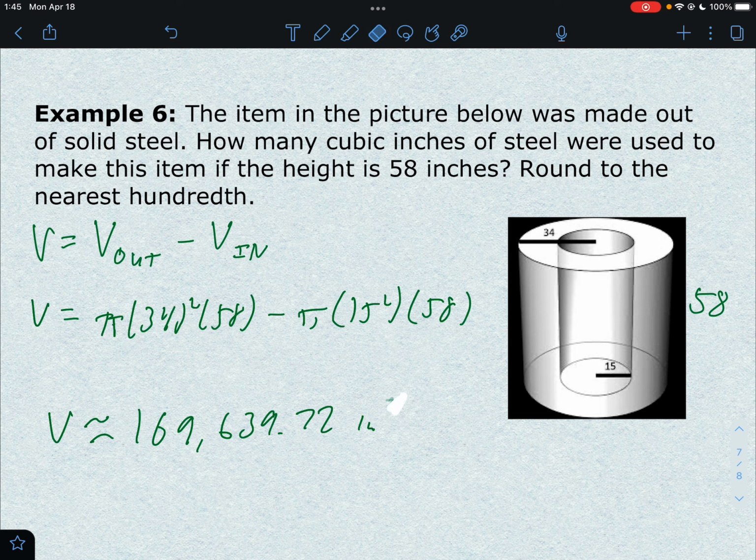I said cubic and I wrote squared. Cubic inches. Sorry. Okay, that will do it for this lesson on volume of a cylinder.